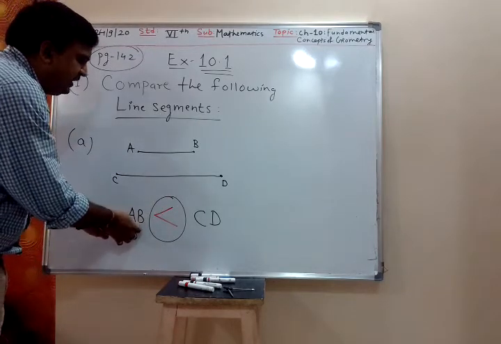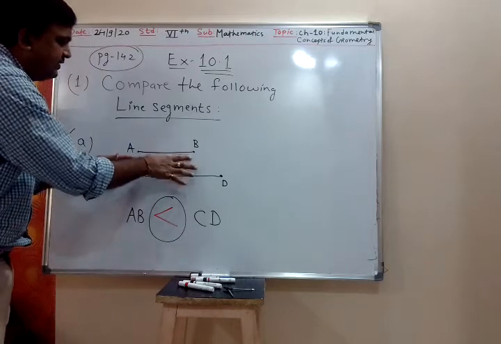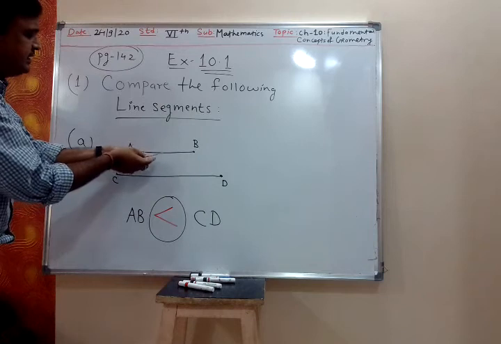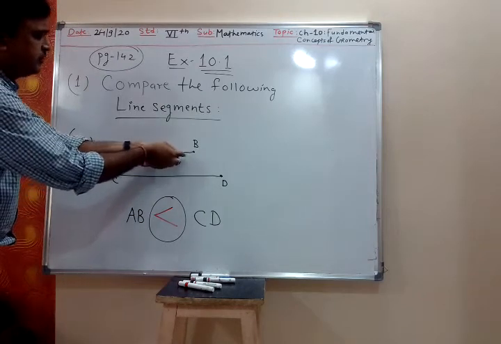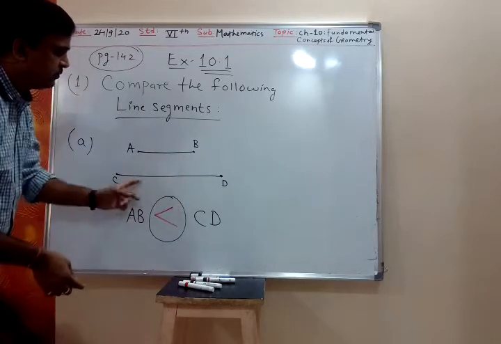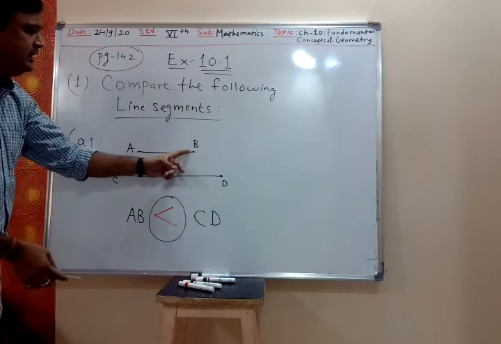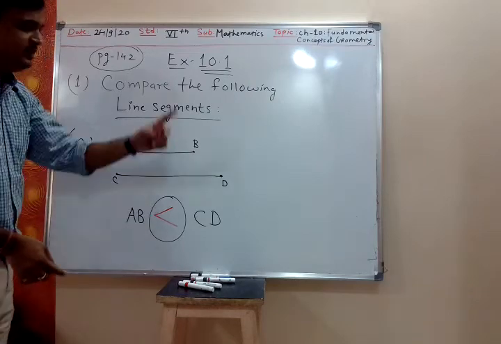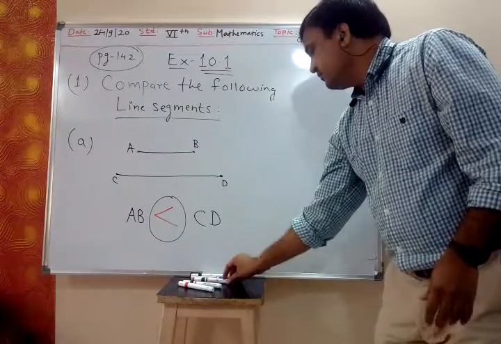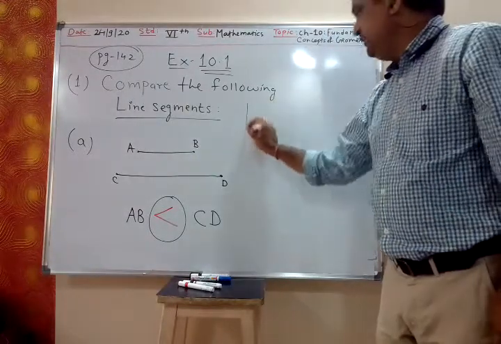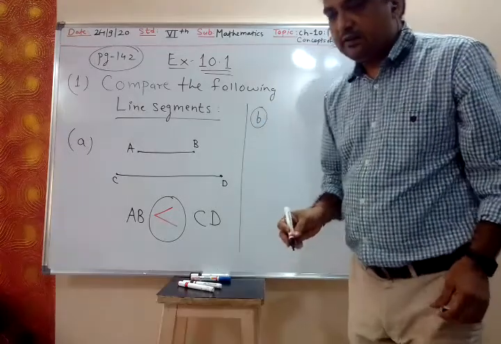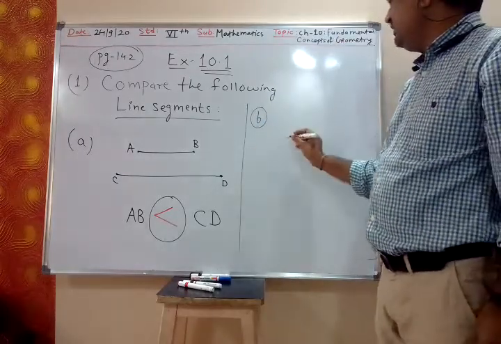What is the relation between AB and CD? AB is a line segment, CD is a line segment. Then with the help of the divider we measure the line segments. We clearly see that line segment CD is bigger than line segment AB. So we write AB less than CD. In the same way we do the second part, B. AB is less than CD.